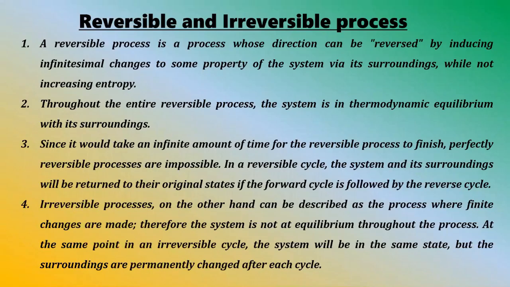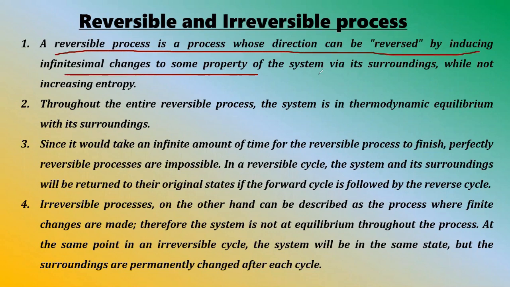So as you can see, these are the reversible and irreversible processes, right? Now, a reversible process is a process in which the reaction can be reversed by inducing a small change to some property of the system by the surroundings without increasing entropy. See, this type of detail was there in the first lecture. This is actually the correct explanation of reversible and irreversible processes. Okay. See, the reversible process is the one whose direction can be reversed. That's why the name is reversible, right? By inducing infinitesimally small change to some property of the system.